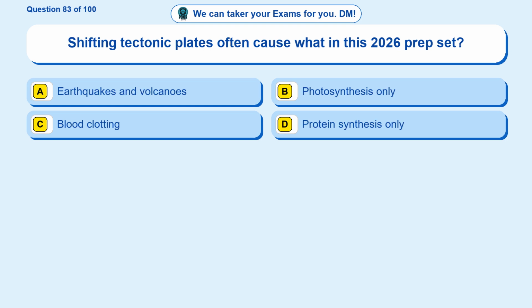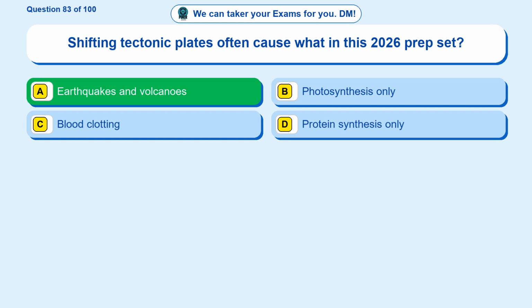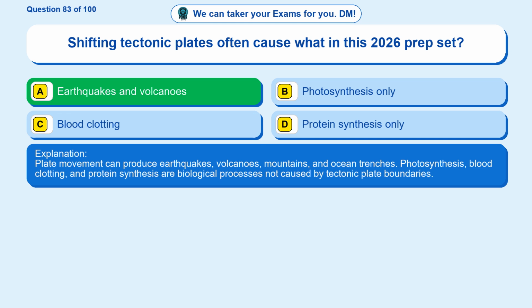Question 83. Shifting tectonic plates often cause what in this 2026 prep set? Option A, earthquakes and volcanoes. Option B, photosynthesis only. Option C, blood clotting. Option D, protein synthesis only. The correct answer is option A, earthquakes and volcanoes. Plate movement can produce earthquakes, volcanoes, mountains, and ocean trenches. Photosynthesis, blood clotting, and protein synthesis are biological processes not caused by tectonic plate boundaries.